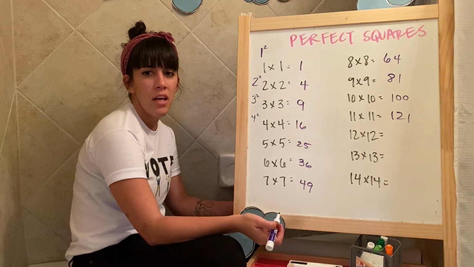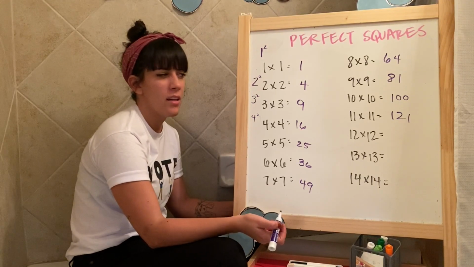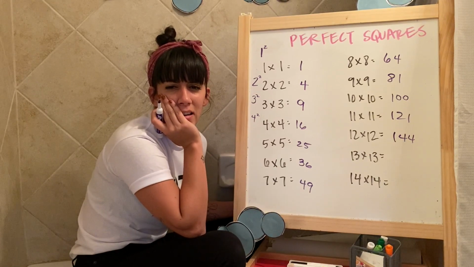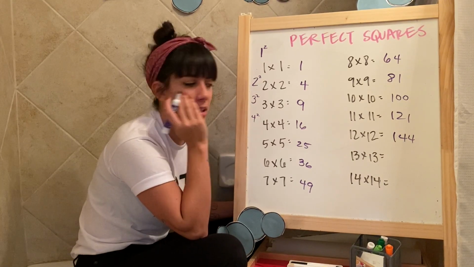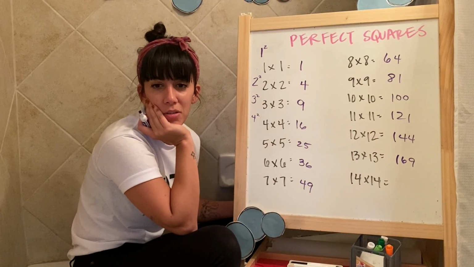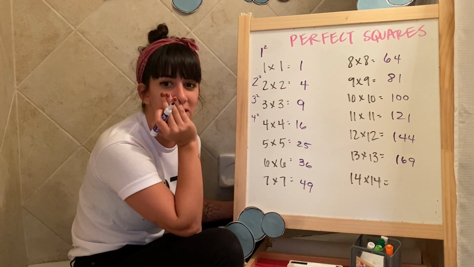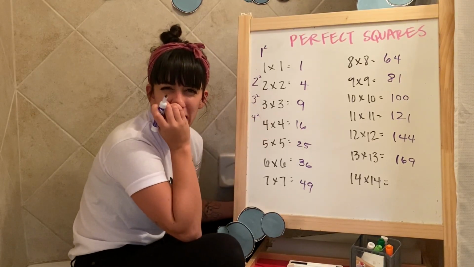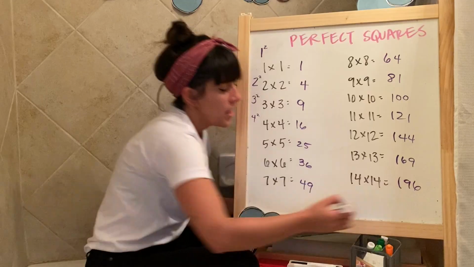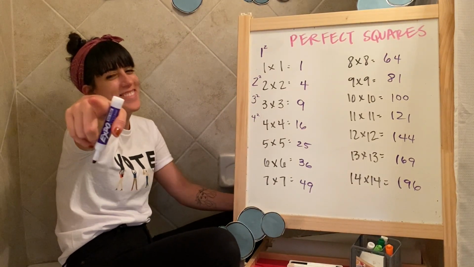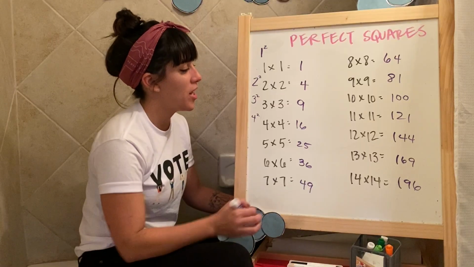I feel like I'm being quizzed. 12 times 12 is 144. I'm trying. I think 13 times 13 is 169. You can maybe quote me on this. If it's wrong, just let me know during small group. And then 14 times 14 is 196. I think it's 196. I don't know. If I made a mistake, let me know. Give me the feedback. I think I got these right.